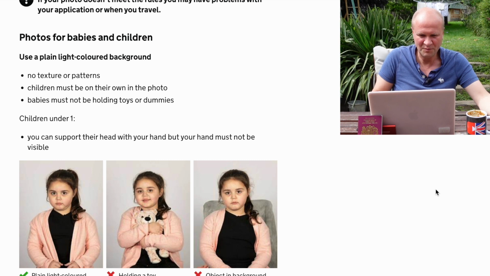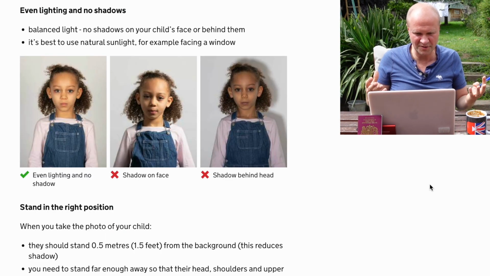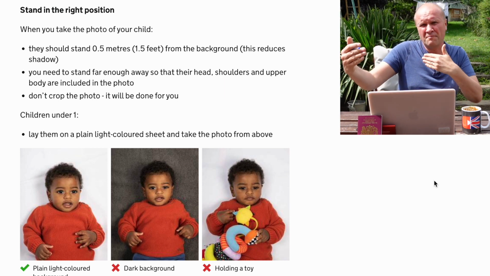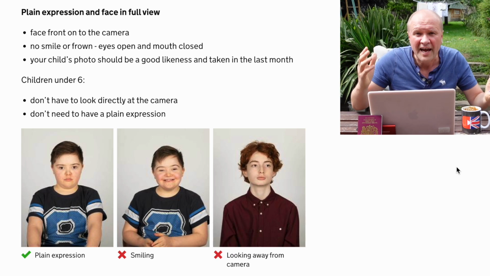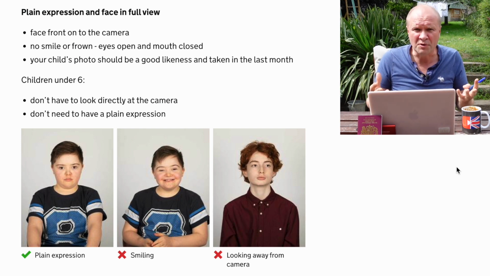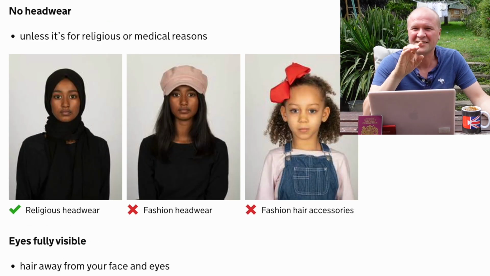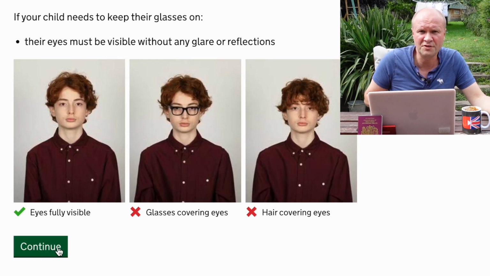Now obviously this is really important because if you get this wrong, the punishment is you stay in this country. We need a plain background, the lighting needs to be even with no shadows, and you need to be far enough back from your child to get in their head, shoulders and upper body. They have to have a plain expression because, you know, this is 2022, the technology can't cope with any kind of emotion. No headwear, unless it's for religious or medical reasons. I'm going to click on the continue button.